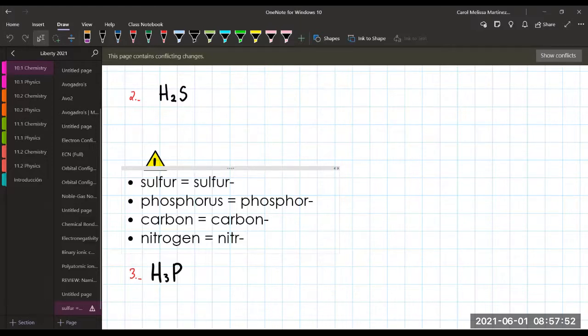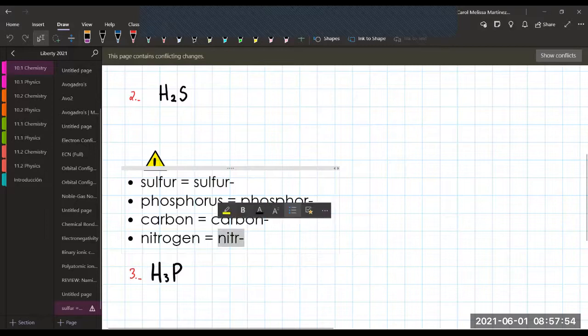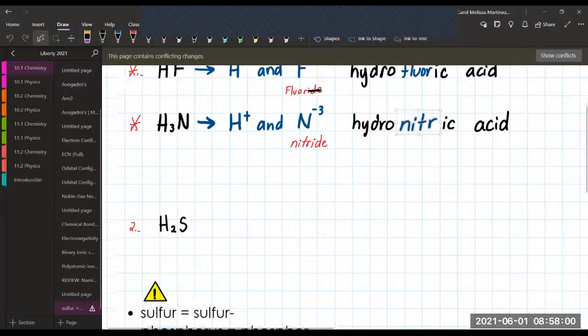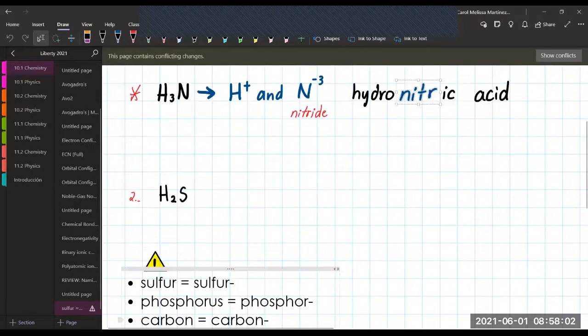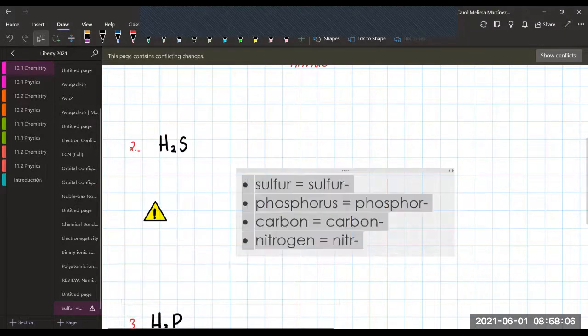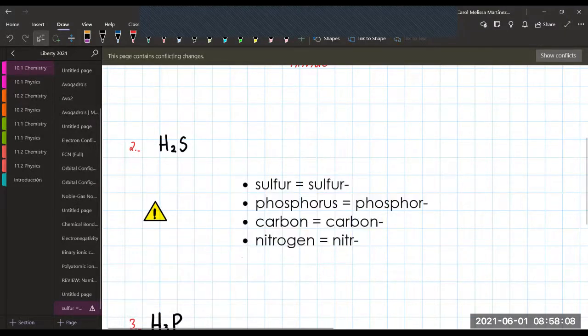Okay, so for nitrogen, this is the same root that I gave you before, and it is the root that we used. Okay, nitrate and nitrate. Now, knowing this, knowing the special roots, how can we be naming this compound right here?